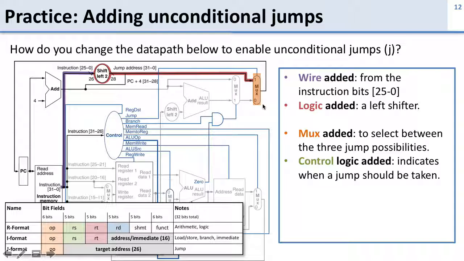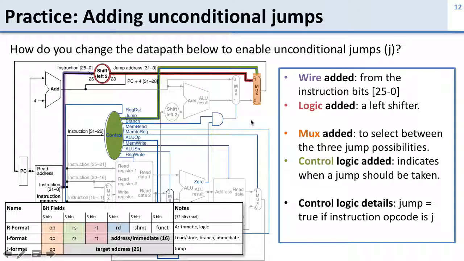And we're going to have some control logic so that we can control that mux. So we have a control here, and we have to add another wire which tells us whether or not we're doing a jump instruction. Now if you notice here, our control has two outputs, a jump and a branch. So this data path can do jump and branch instructions. Now how does the control logic work? Well, it just looks at the opcode of the instruction. And if the instruction opcode is a jump, then it will go ahead and tell the mux over here to take the jump address.